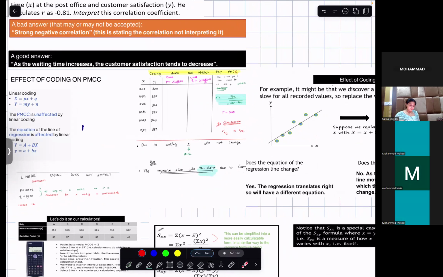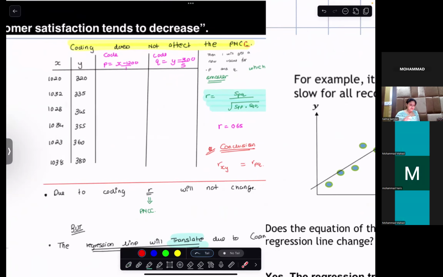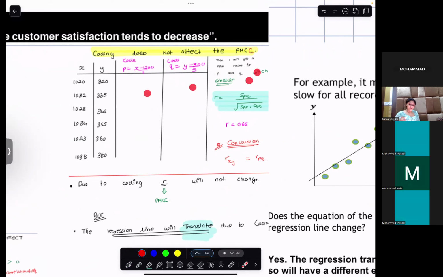Okay, fine. Now understand over here the relationship between coding and PMCC. I have an X, I have a Y. I code the X into P and I code the Y into Q. Then I will get new values for P and Q which are smaller. If I want to find the strength of the relationship, I will find the PMCC, which is given by R. How do I find R? R is SPQ divided by the root of SPP into SQQ.